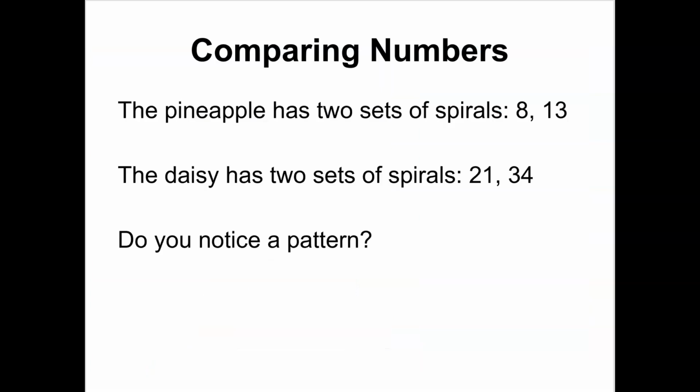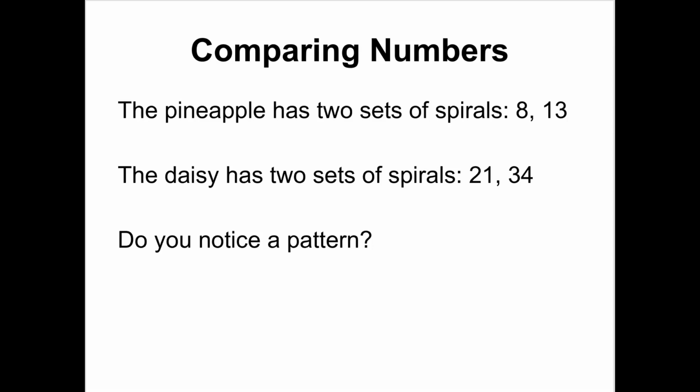So when we look at this, we see that the pineapple has 8 and 13, and the daisy has 21 and 34, and there is a pattern here. When you've got these Fibonacci spirals occurring, there are always going to be these consecutive numbers. You're going to have 5 and 8, 8 and 13, 13 and 21, 21 and 34.